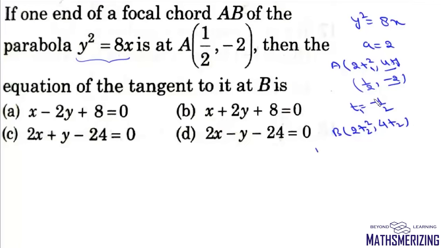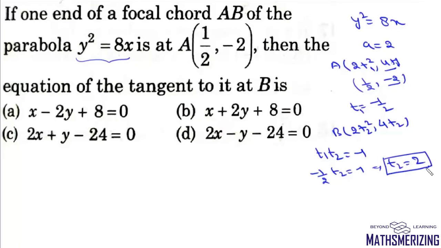4t2. Now we know that if a and b are endpoints of a focal chord, then in that case t1 into t2 should be minus 1. So if t1 is minus 1 by 2, then the value of t2 is 2. So in that case, this t2 will simply be 2.